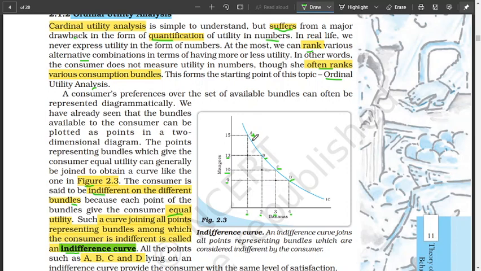All these points A, B, C, D lying on the curve, not above, not below, give the consumer the same satisfaction. So that is the main idea behind ordinal utility analysis, making use of the IC curve to explain our behavior, that we can rank one over the other or they give the same satisfaction. Here you'll get the definition again. An indifference curve joins all points representing bundles which are considered indifferent by the consumer.